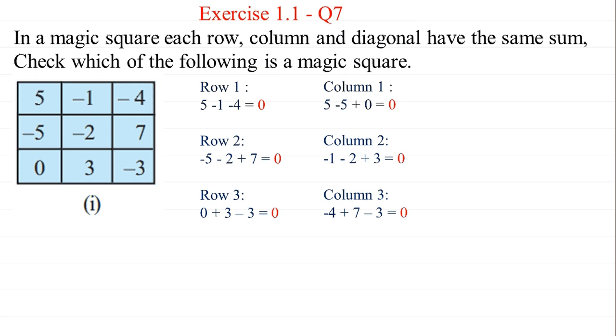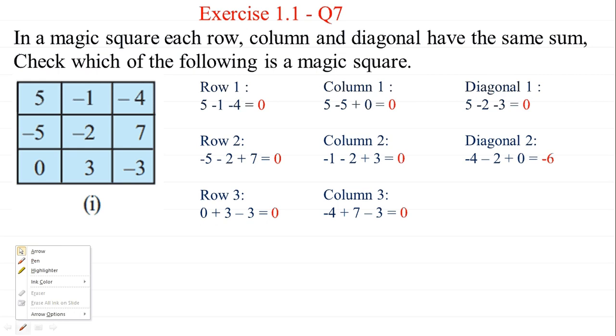Now we'll start with the diagonals. Diagonal means the cross one. The first diagonal contains 5, minus 2 and minus 3. 5 minus 2 is 3, 3 minus 3 is again 0. Now our second diagonal is minus 4, minus 2 and 0. When we solve this second diagonal, minus 4 minus 2 is minus 6. Minus 6 plus 0 is minus 6. Now you can see that in all the rows and columns and diagonal 1 the answer is 0. But in diagonal 2 our answer is not the same, it's minus 6, it's different.